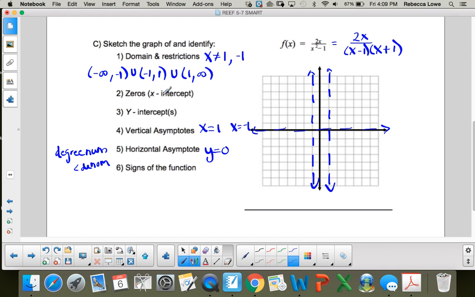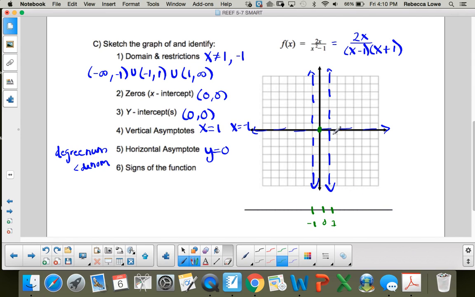To find the zeros, we set the function equal to 0, and then we would solve for x. And I'm going to tell you right now, it is 0, 0. That means the y-intercept is 0, 0. So I'm going to plot the 0. I'm going to make a number line down here. This is -1, 0, 1. These are all like my critical values going across the x-axis, and then these are our numbers beyond.